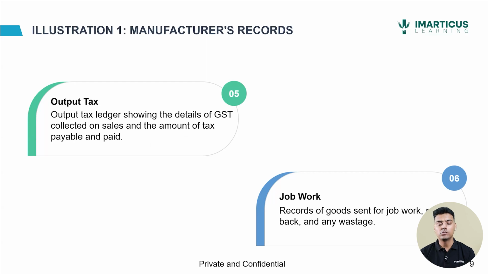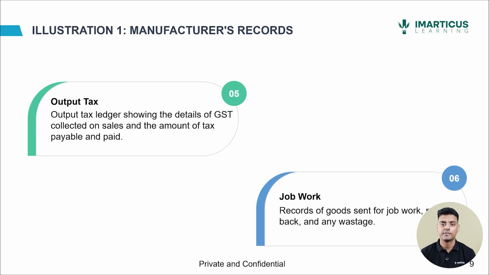Output tax. They also need to maintain records of sales and properly document what sale was made, what tax was collected, and how much of that has to be remitted to the GST authorities. The next one is job work. In case there's any job work done, the job work sent, the job work received, and any wastage should be properly accounted.